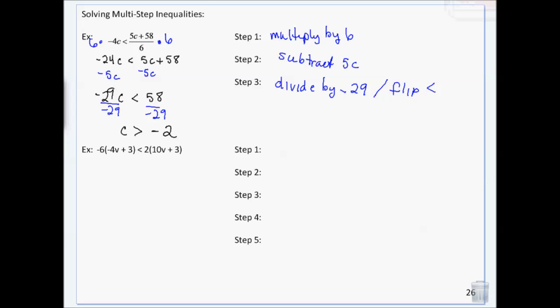On my next problem, my first step, anytime you see parentheses with numbers that need to be multiplied, that's always your first step, distribute. So I'm going to distribute the negative 6 and the positive 2. Don't forget now when you're taking this negative 6, you have to distribute the negative both times. So this becomes positive 24v minus 18 is less than 20v plus 6.